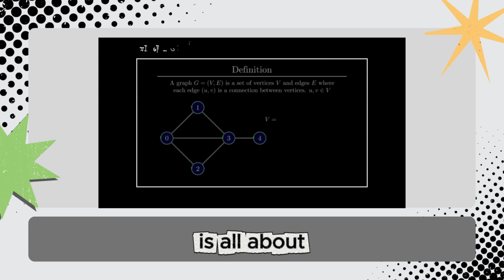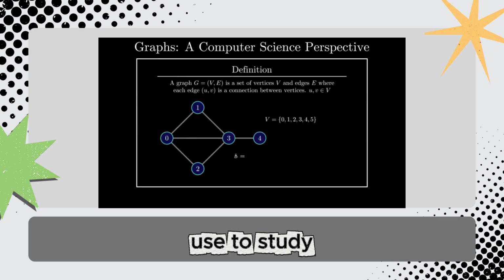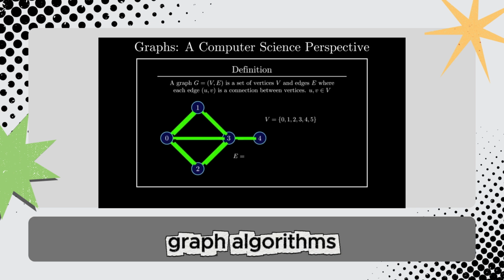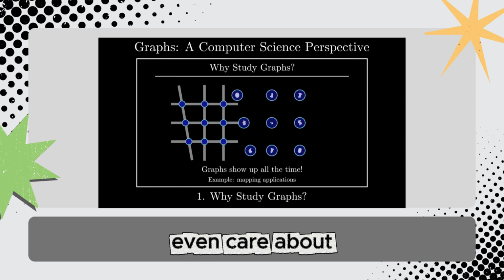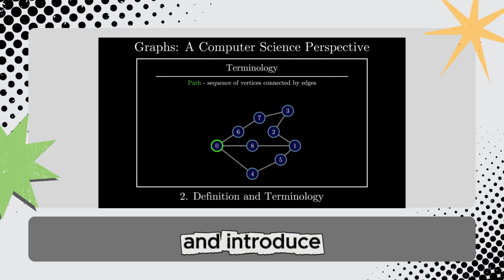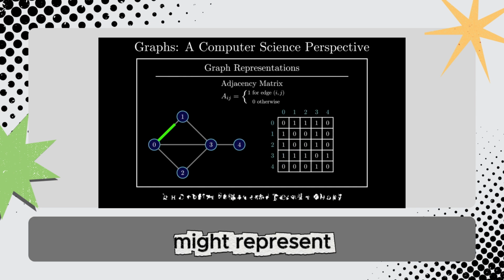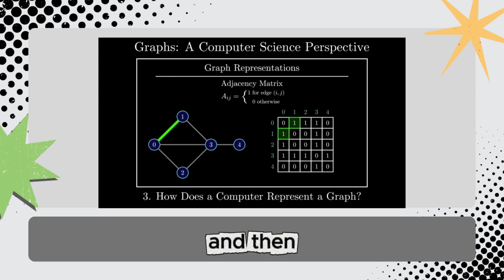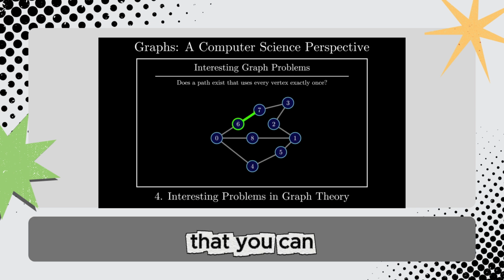This video is all about introducing you to core concepts related to graph theory that we will then use to study fundamental graph algorithms. We'll first start with an important discussion on why we should even care about studying graphs, after which we'll formally define the graph and introduce important terminology used to communicate ideas about graphs. Then we'll talk about how computers might represent graphs as a data structure, and then I'll finish the video off with some interesting problems and questions around graphs you can think about going forward.